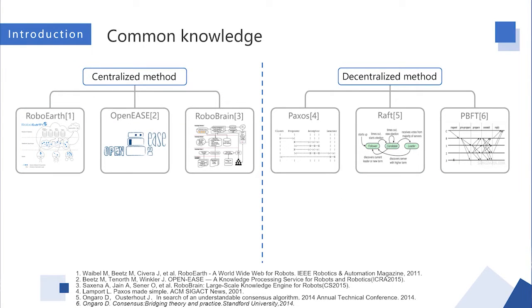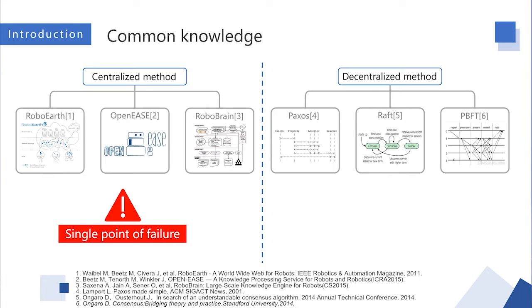To achieve common knowledge, a lot of work has been done. They can be divided into 2 kinds, centralized and decentralized methods. These centralized methods, such as RoboEarth, OpenEarth, and RoboBrain, can offer common knowledge to the swarm, but the support of the centralized nodes, such as cloud or edge nodes, is needed to ensure the connection between the robots. The central node also has the risk of single point of failure.